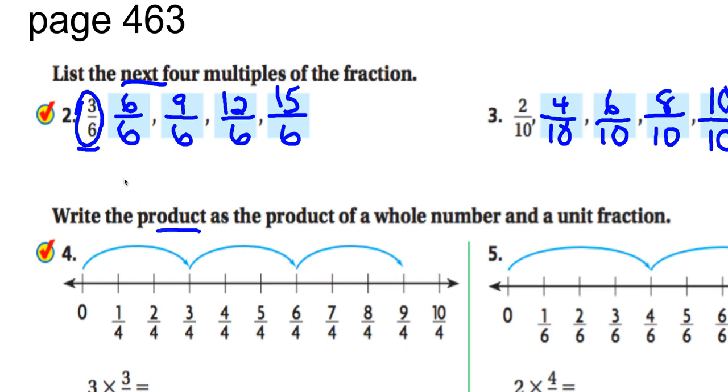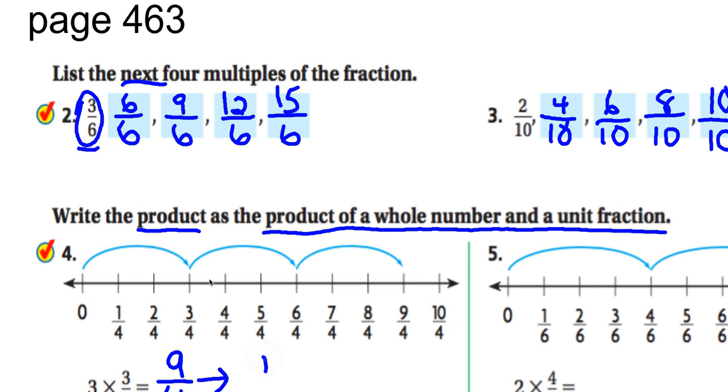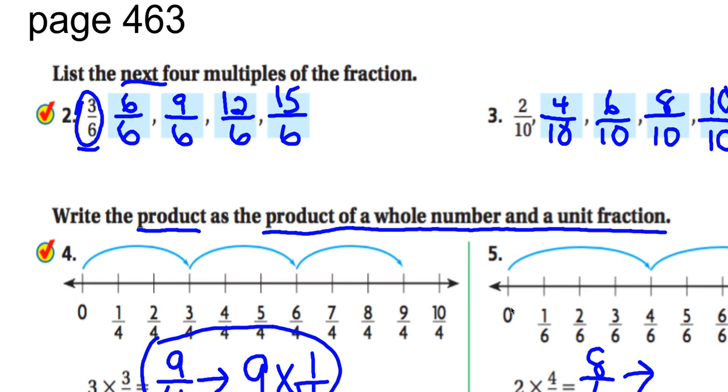Write the product as the product of a whole number and a unit fraction. So first we have to find the product. So 3 times 3/4 is 9/4. But then we have to write that product as a product of a whole number and a unit fraction. So 9/4 is really 1/4 9 times. This makes the complete answer. Okay, you have to have both. Now we're going to do 2 times 4/6 is 8/6. But now 8/6 as a product of a whole number and a unit fraction is 8 times 1/6.